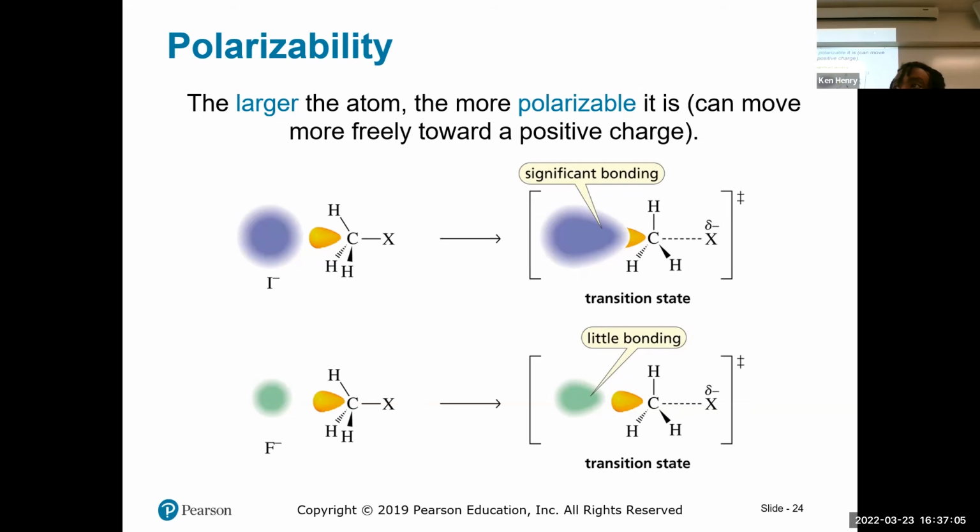So this guy is going to be considered more polarized because you're going to get more interaction occurring, where the other guy is not going to get that. You're going to have very little overlap or sharing.